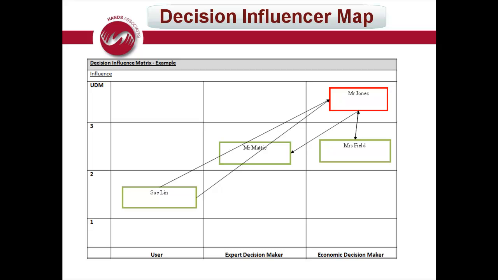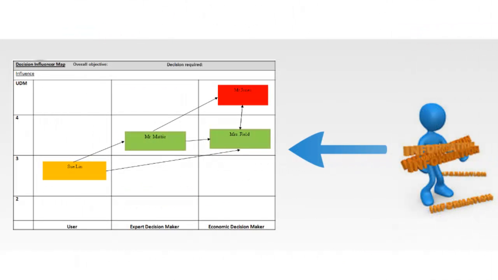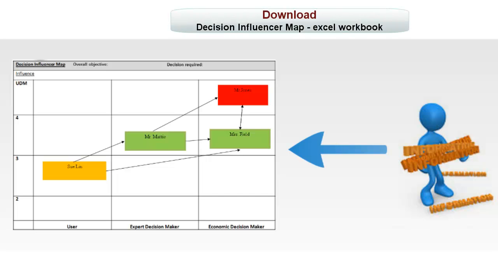A really simple but very effective tool for mapping the decision-making unit and for carrying a lot of information in one view. Obviously, now that you have all this information, the next step would be to build some plans around these customers. But for right now, why don't you just get started by following the link below this video and downloading the free Decision Influencer Map Excel workbook.